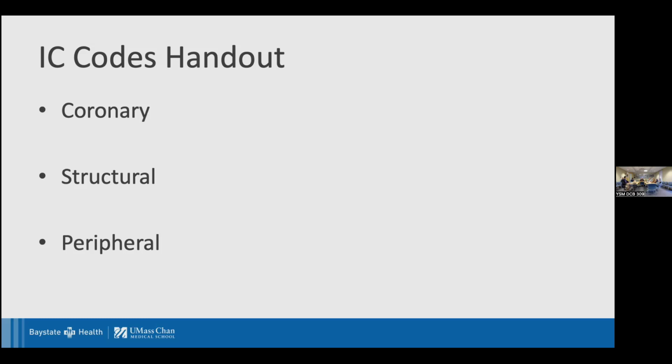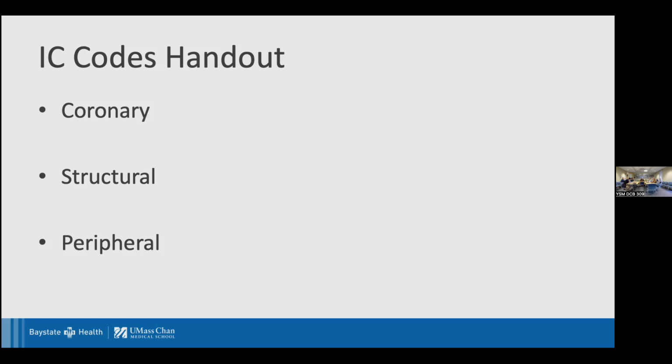Modifier 80 is for an assistant surgeon. That's a situation where you say, look, this was a very complex procedure, required 2 attending physicians to scrub and participate. Usually you get 20% reimbursement for that, so you don't get a lot for being an assistant, but it's better than nothing.